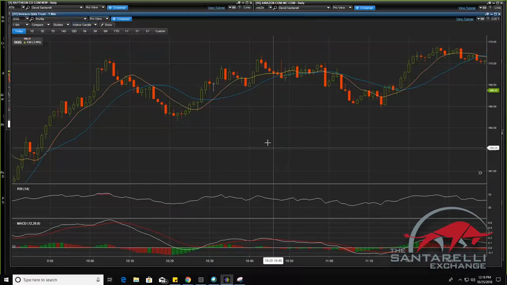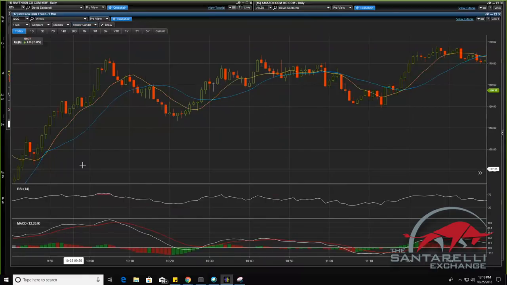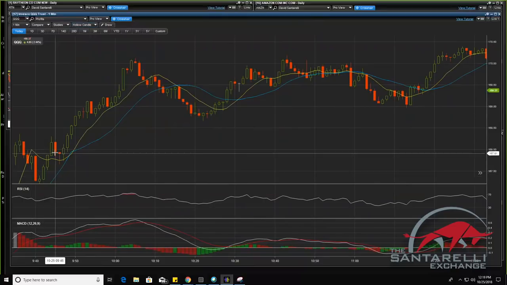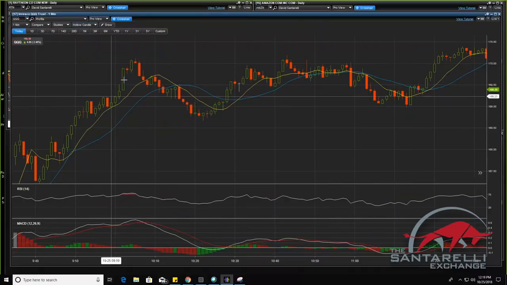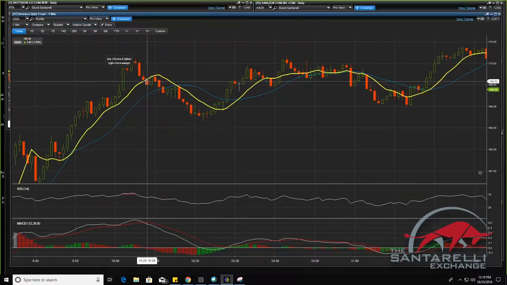Watch what happens. Boom. We got our clear entries, above the blue, closes below the yellow, which is the 10-day. So we captured all of that. And then there's your stop.